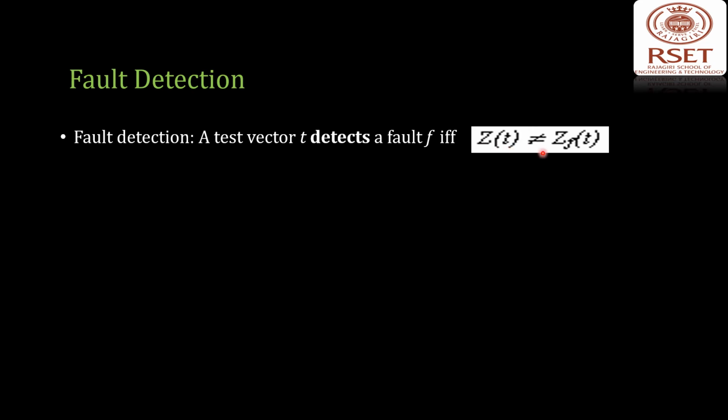Now let's discuss how a test vector can be used to detect a fault. A test vector t detects a fault f if and only if Z(t) is not equal to Zf(t). Now recollect, what is Z(t)? Z(t) is the output of the circuit without fault, and Zf(t) is the output of the circuit with fault, where f denotes the fault. If in the presence of the fault the output deviates from the correct response, then we say that the test t has detected the fault f.